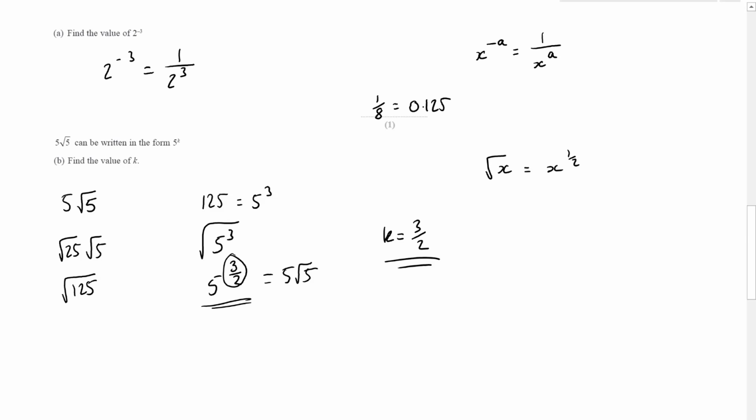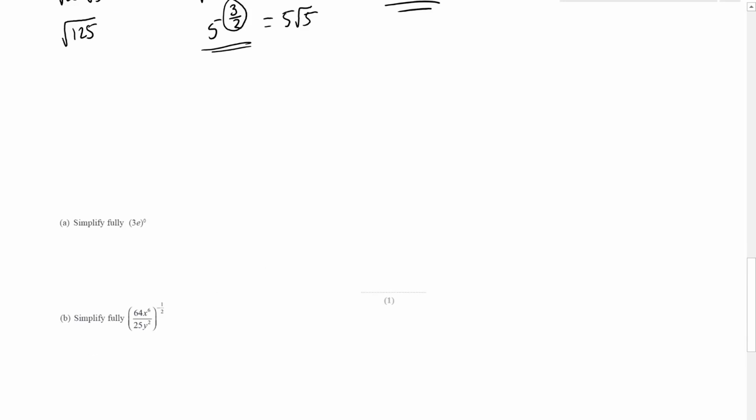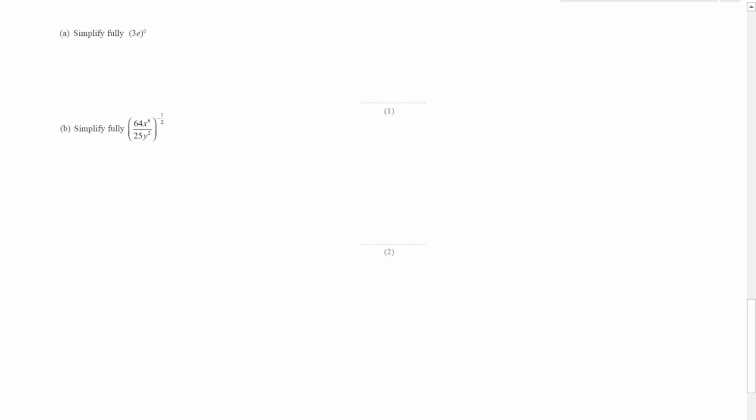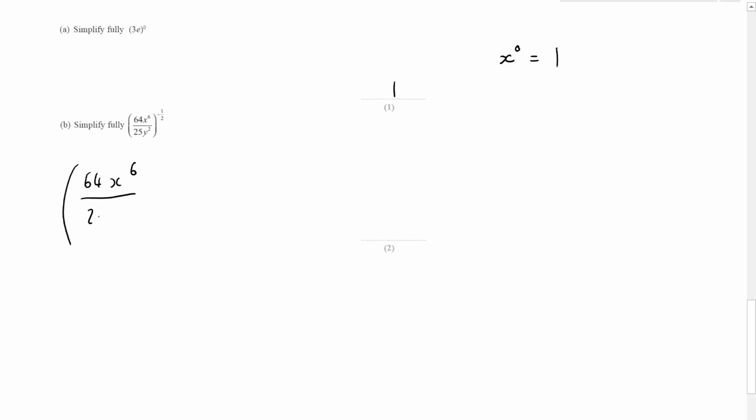Okay, and now the final question is probably going to be the most difficult one that we'll look at. The first part is to simplify fully 3e all to the power of 0. Now we said anything to the power of 0, x to the power of 0, is always equal to 1, so this is just 1. That one's nice and easy. However, this one, we've got a lot going on here, so I'm going to write it out a little bit bigger. 64x to the 6 divided by 25y squared, all to the power of minus 1 over 2.